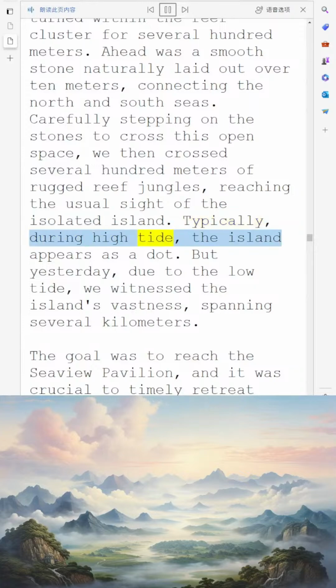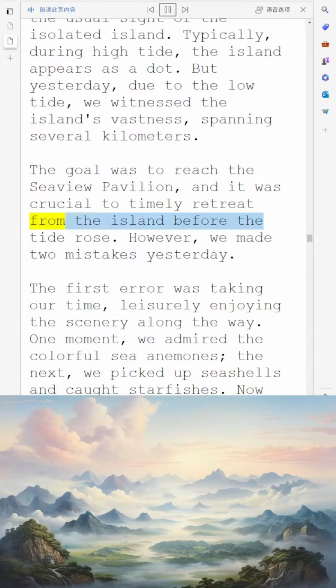Typically, during high tide, the island appears as a dot. But yesterday, due to the low tide, we witnessed the island's vastness, spanning several kilometers. The goal was to reach the Sea View Pavilion, and it was crucial to timely retreat from the island before the tide rose. However, we made two mistakes yesterday.